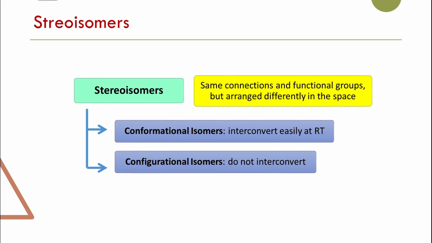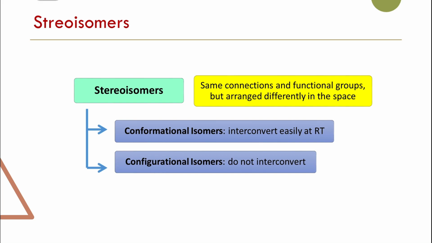What's the difference between these two? So conformational isomers are isomers that can interconvert easily at room temperature. That means that one isomer can change into the other one at room temperature easily because it's so easy to change. But configurational isomers do not interconvert. So they are completely different compounds. They cannot exist together at the same time. And if they do exist together at the same time, then we have two compounds, not one compound.